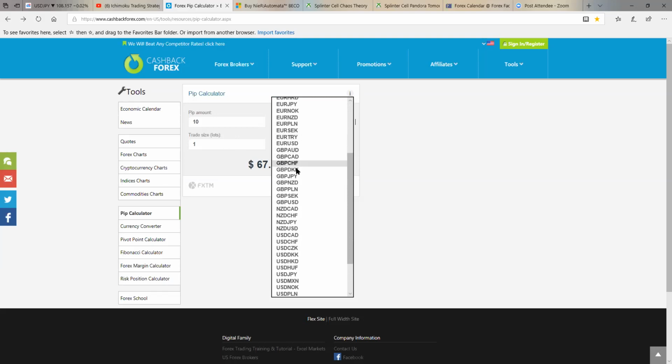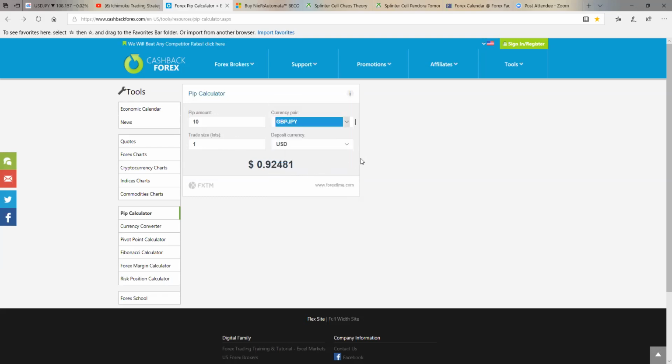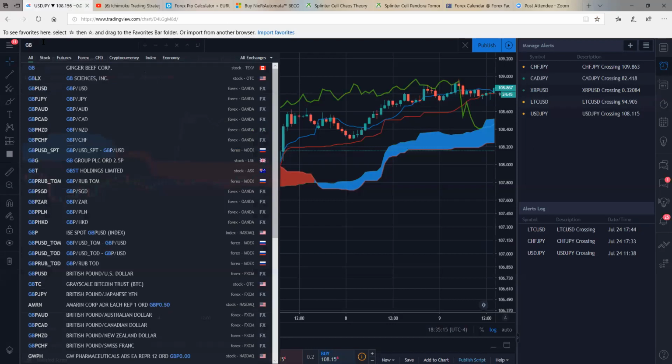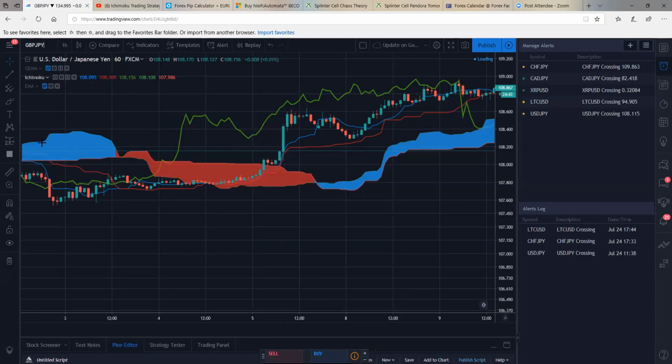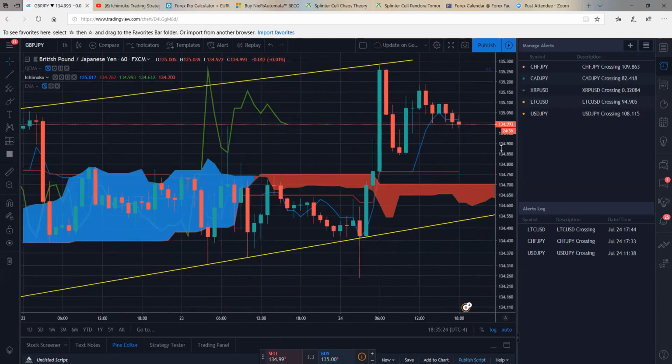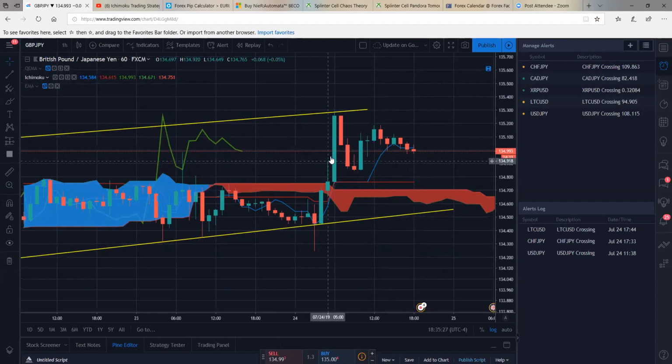My favorite pair is the GBP, the British pound versus JPY, the Japanese yen. That pays $924 for every 10 pips times $10. I go through every pair to see if a cloud is close to a bar or inside a bar. I'm moving my screen over. And look at this. I made some money off this morning.